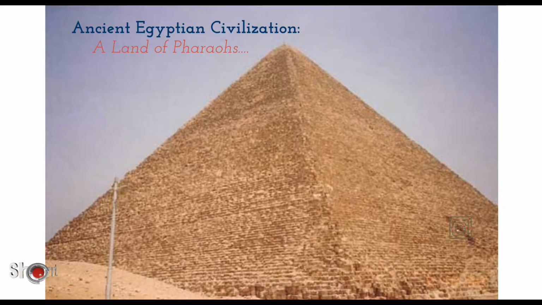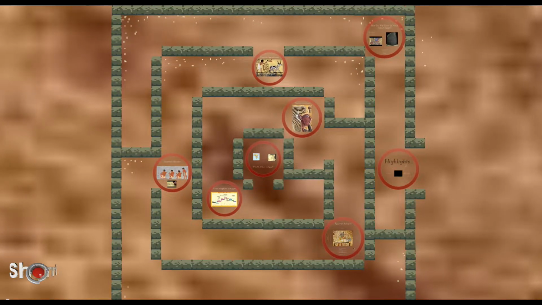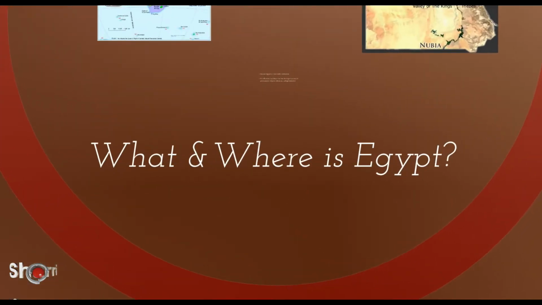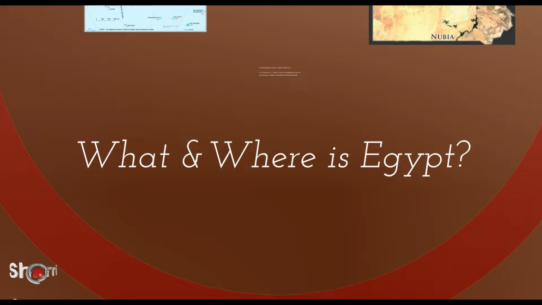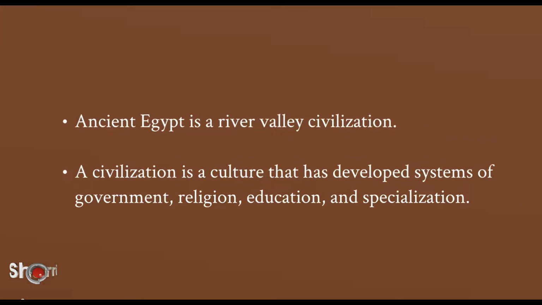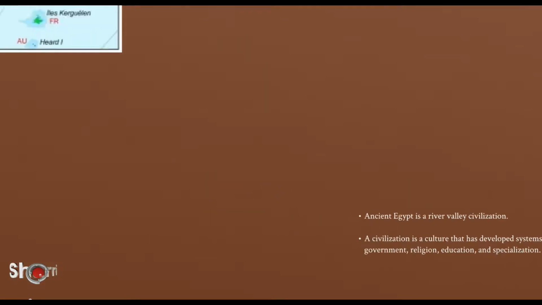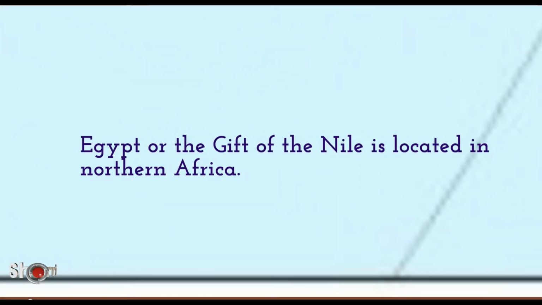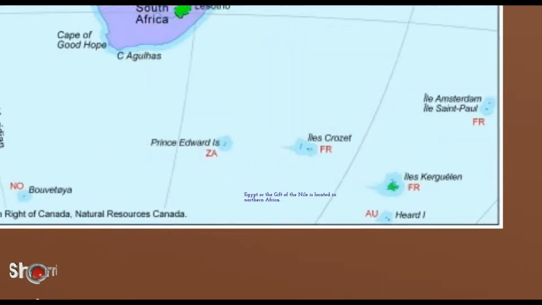Ancient Egyptian civilization, a land of pharaohs. What and where is Egypt? Ancient Egypt is a river valley civilization. A civilization is a culture that has developed systems of government, religion, education, and specialization. Egypt, or the gift of the Nile, is located in northern Africa.